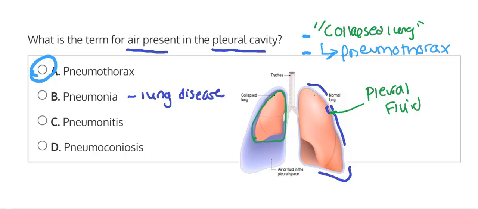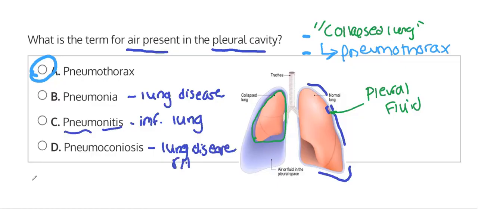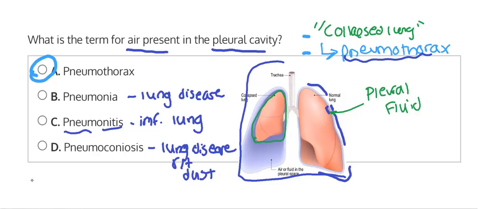Option C, pneumonitis. We know that itis is inflammation, and pneum has to do with the lung. So this is just a general term for inflammation of the lung. And then option D, pneumoconiosis. This is a lung disease that has to do with inhaling dust. So related to dust. So different than the pathophysiology of a pneumothorax, which we would see identified in this image here. So option A, pneumothorax, would be correct for this question.